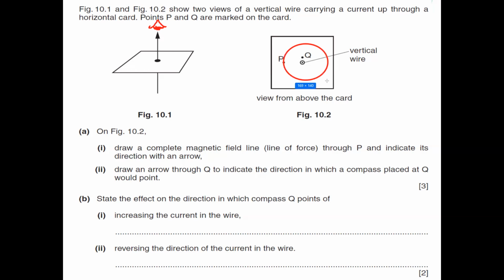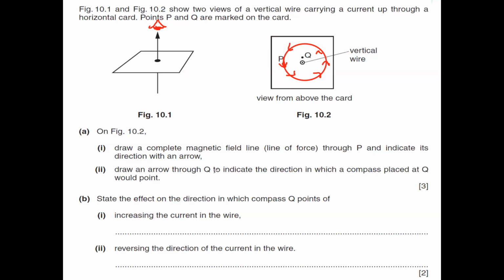So what will the pattern of the magnetic field be? It will be like this. But we only need a complete magnetic field line of force, or only one circle. And we have to show which way the magnetic field will point.